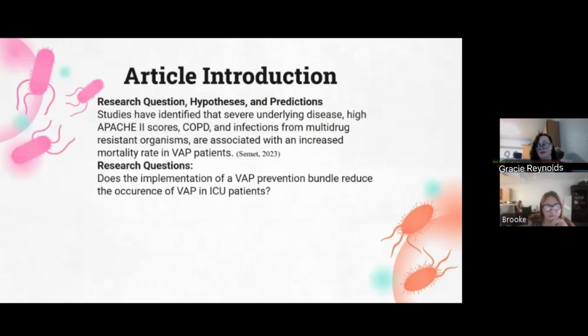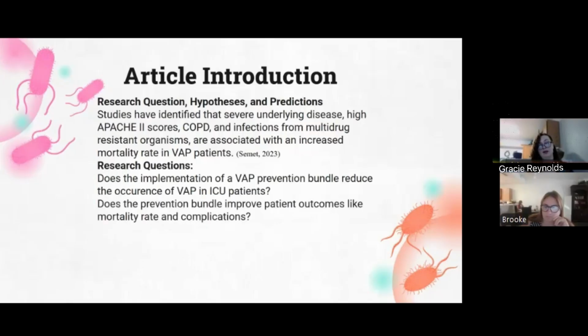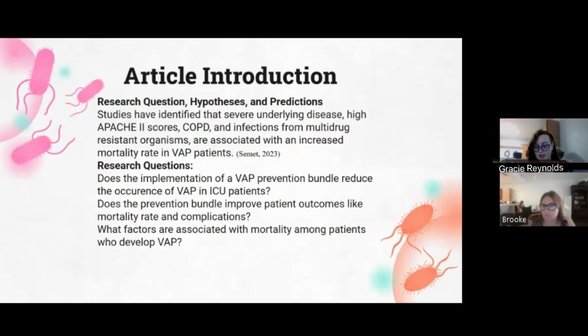Does the implementation of a VAP prevention bundle reduce the occurrence of VAP in ICU patients? Does the prevention bundle improve patient outcomes like mortality rate and complications? What factors are associated with mortality among patients who develop VAP?